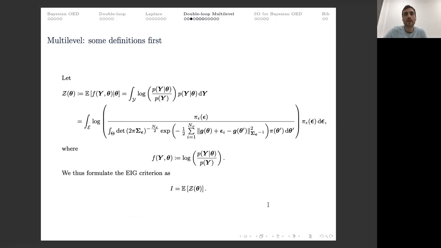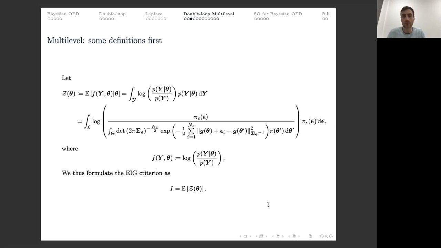So let's define now the functional Z that depends on the random variable theta. We define this functional as the expectation of f of y, and f is the log ratio between the likelihood and the evidence. To make everything crystal clear, we replace all the models here to show you how the numerator and the denominator look.